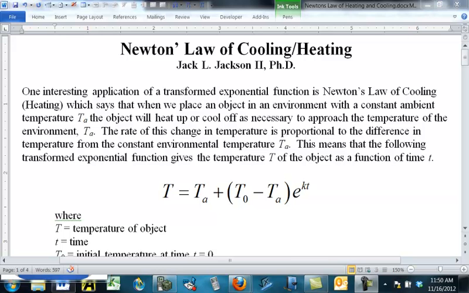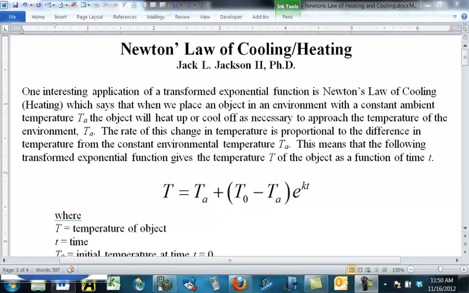Basically it says if we place an object in an environment that's a different temperature than the object was when it started, and if we can hold the temperature of the environment constant, then the temperature of the object will heat up or cool off as necessary to eventually approach the temperature of the environment. And the rate of this change in temperature is proportional to the difference in temperature from the constant environmental temperature T sub A. And it turns out that if that's the case, then this is the formula that you get.